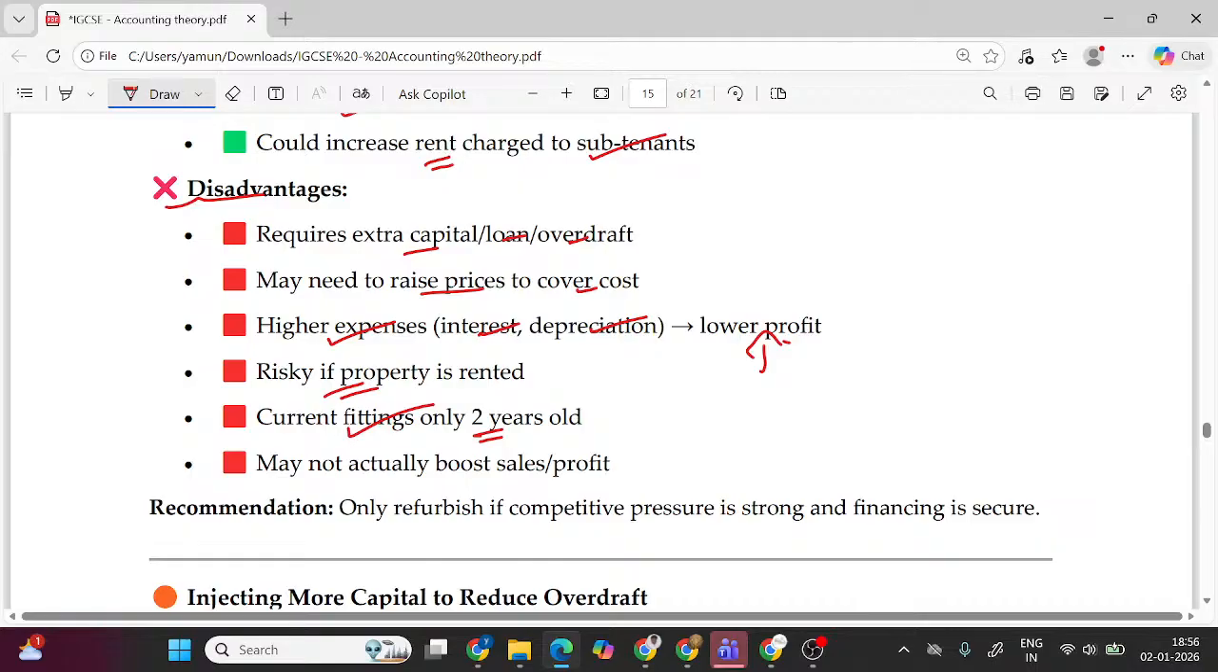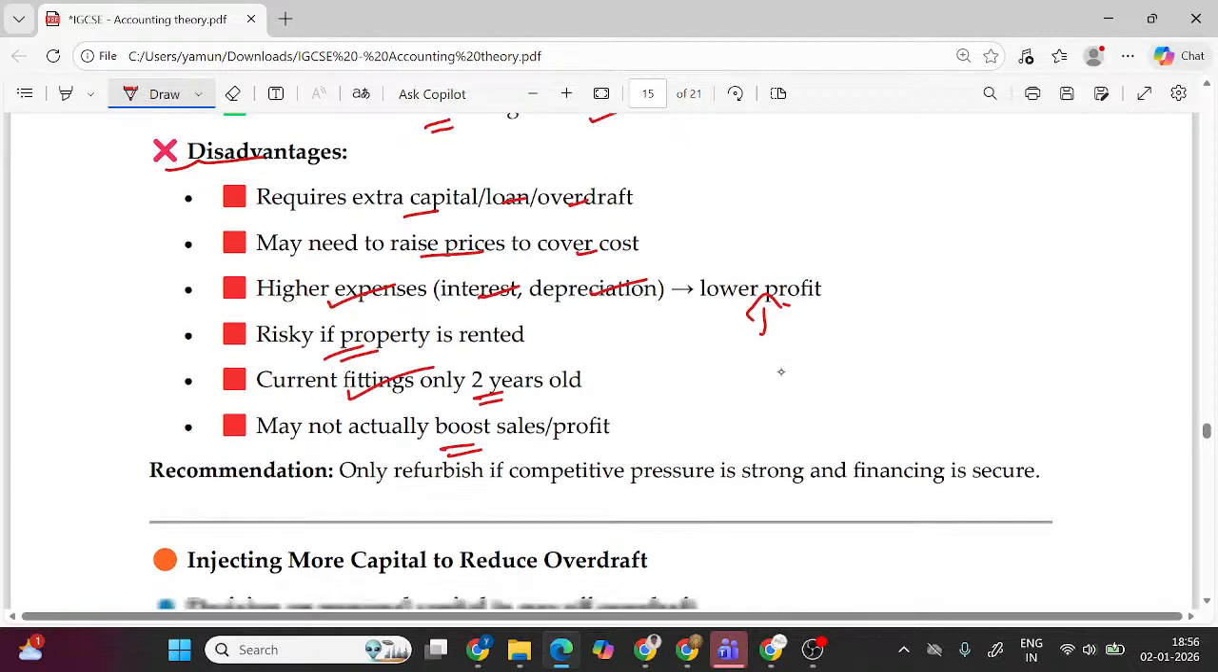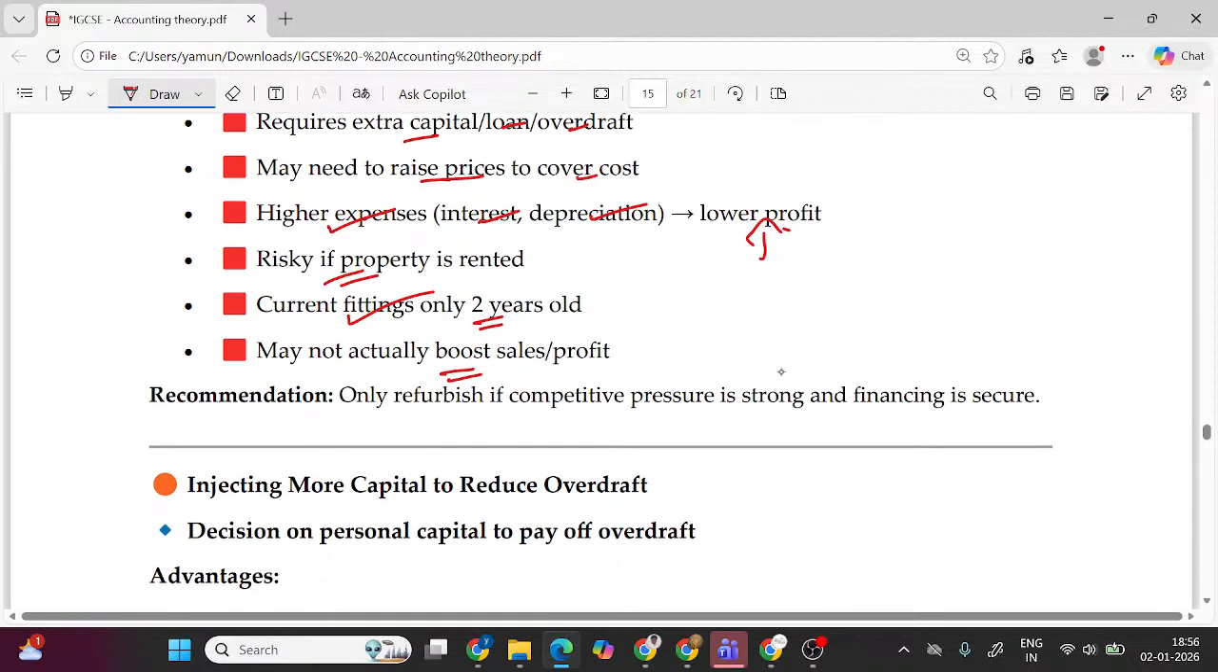If I refurbish my shop, after 2 years it will be getting old. We have to change it. It may not actually boost sales or profit. You are planning that it will boost the sales, but it's totally the reverse way. Only refurbish if competitive pressure is strong. Yes, when it's recommended and you're financially secure, because you're investing.